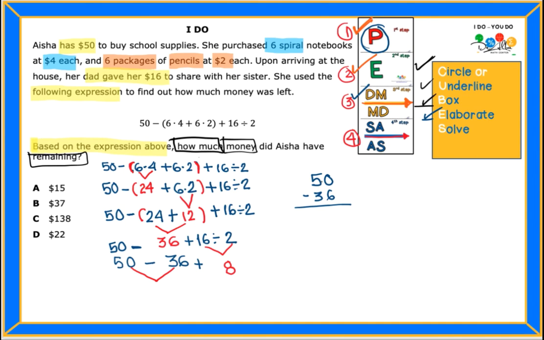Okay, so can I do 0 minus 6? No, so we're going to regroup. The 5 is going to be a 4, and the one that we took is going to regroup with this 0. So now that's going to be 10. 10 minus 6, that's a 4. Great. And 4 minus 3, that's a 1. Excellent. So 50 minus 36, that's going to be 14. And everything else, we're going to bring it down.